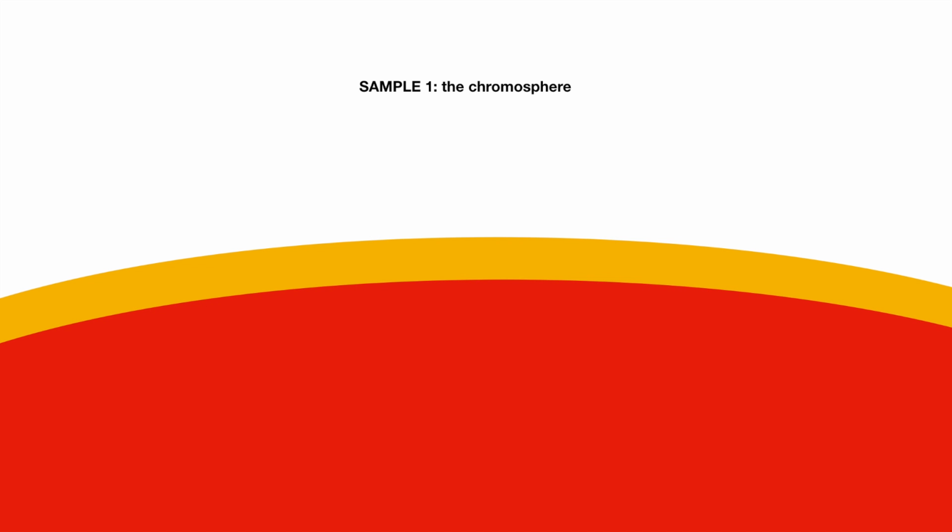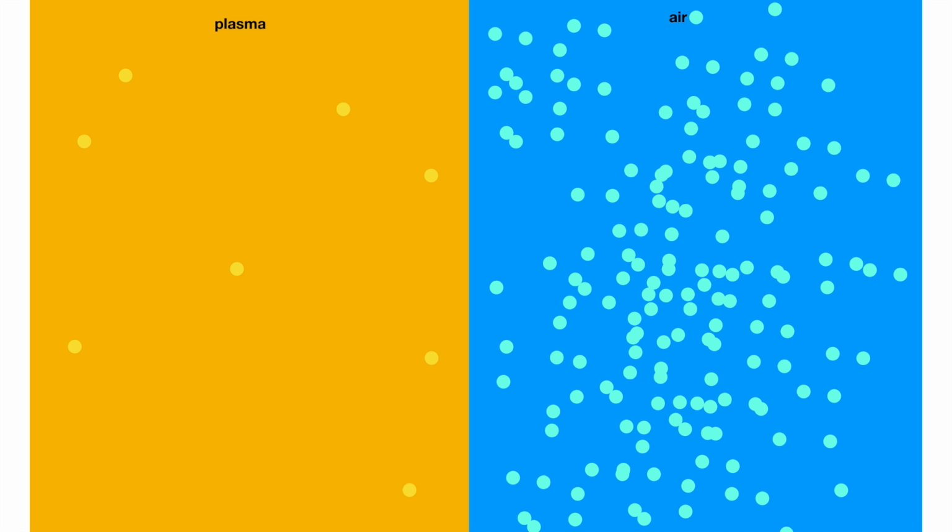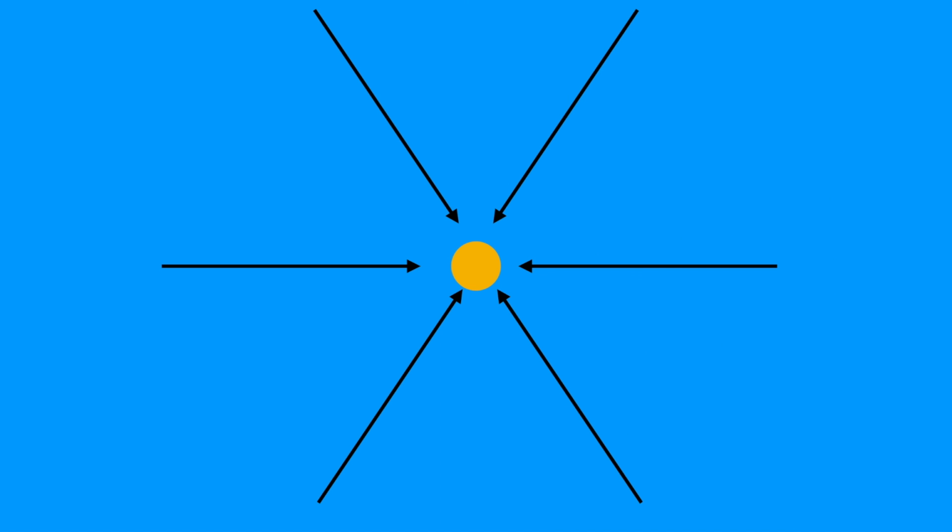So sample one, the chromosphere. The chromosphere is the atmosphere of the sun. The chromosphere is also a million times less dense than Earth's atmosphere. The moment our sample gets to Earth, the atmospheric pressure around it is going to crush the sample. And then the sample implodes, which releases about 12 kilograms of TNT, shatters glass, eardrums, and maybe some internal organs.